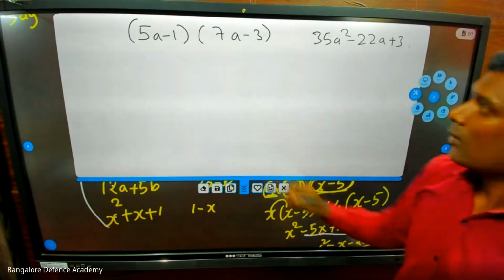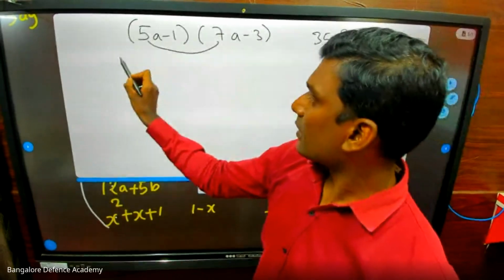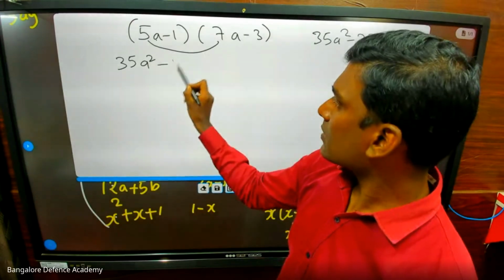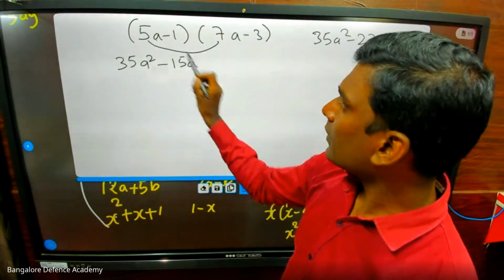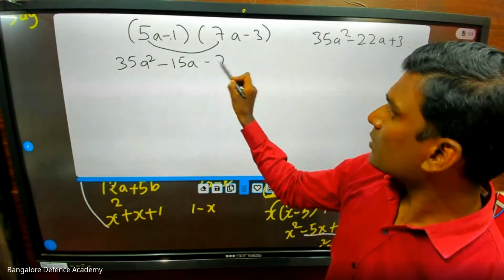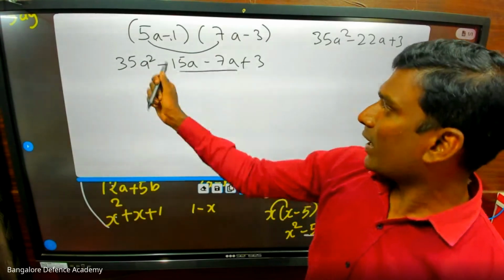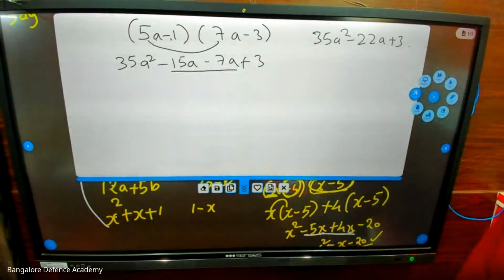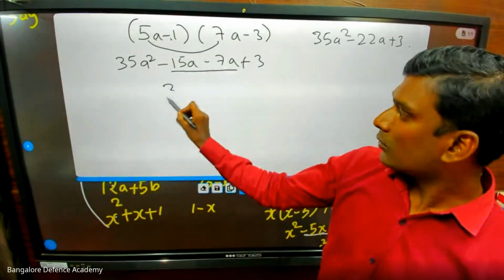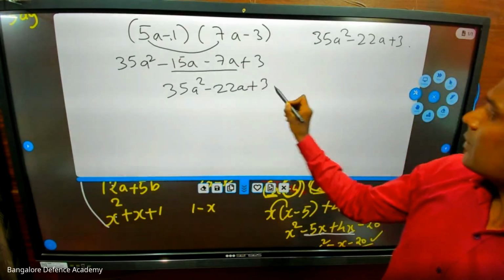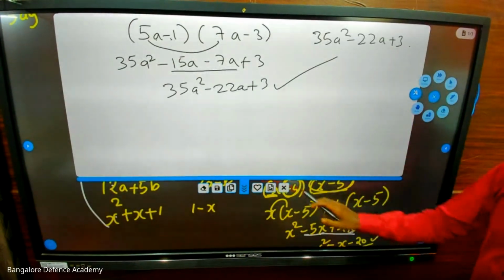Shall we check this? Now 5a times 7a is 35a square. 5a times minus 3 is minus 15a. Now minus 1 into 7 is how much? Minus 7. Minus 1 into minus 3 is plus 3. So now you add 15 plus 7, how much do you get? 22. Correct. So 35a square minus 22a plus 3. This answer is right. Got it?